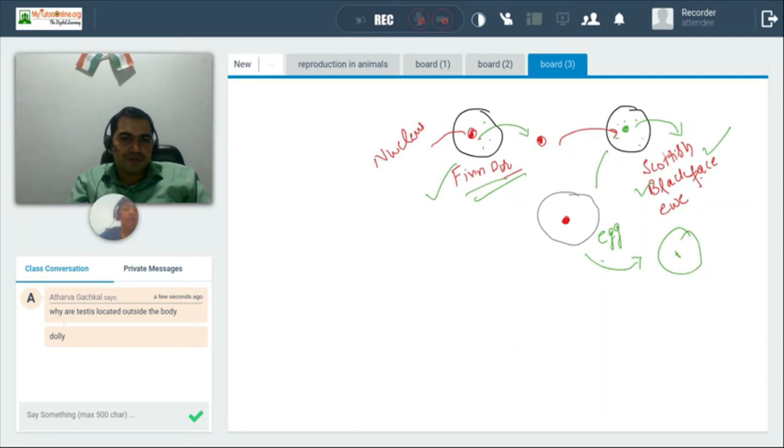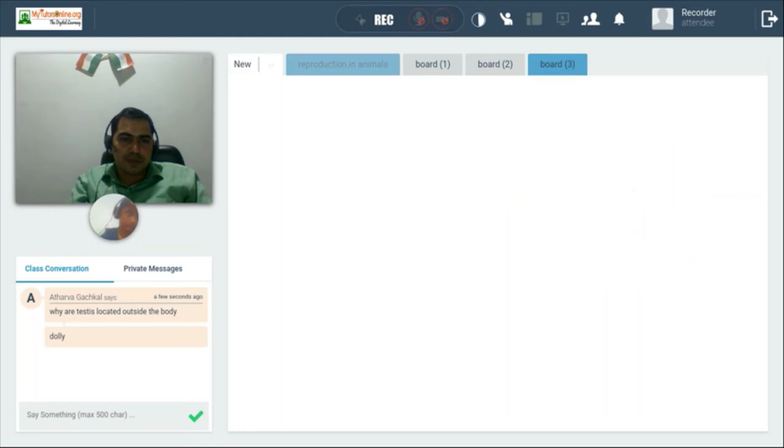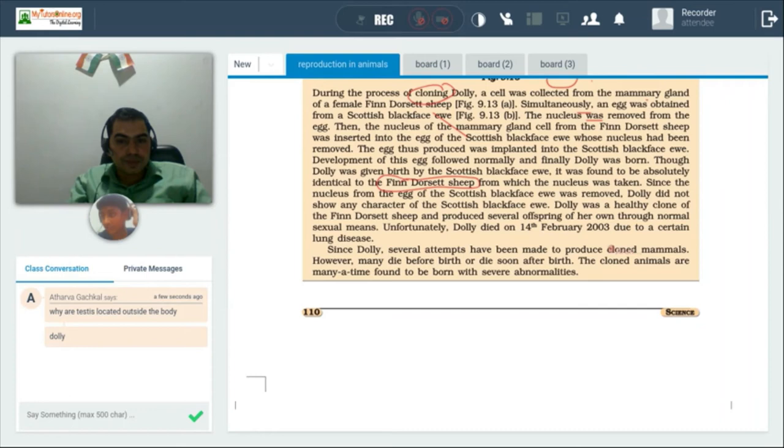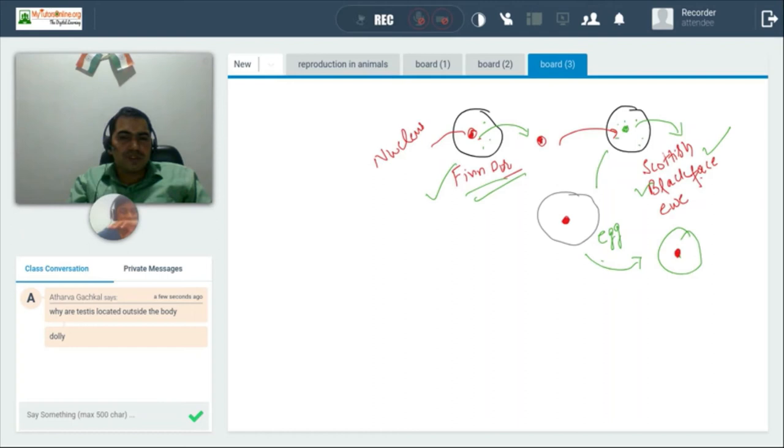But what change have we made? What change has been made? The nucleus has been entered into that egg. Which nucleus? Nucleus of what? Of the cell. Cell of which organism? Finn Dorset Sheep.